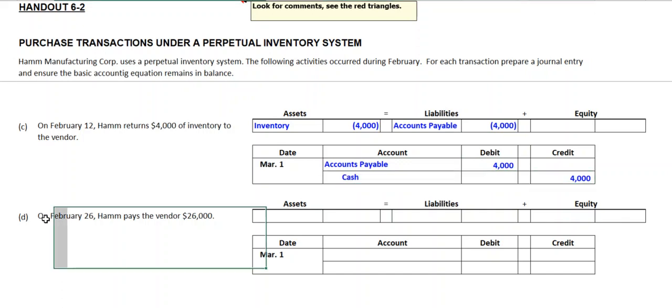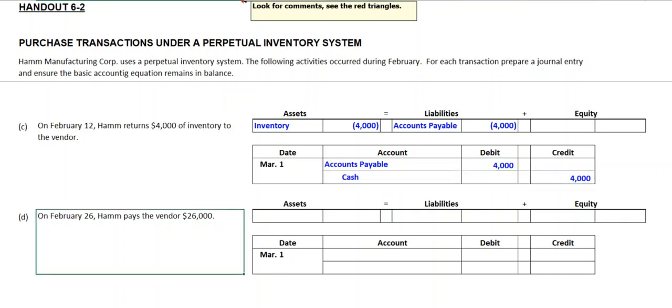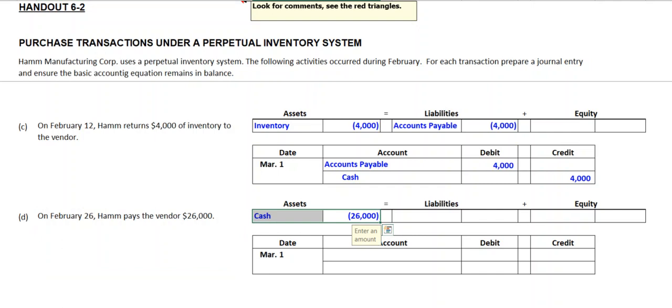Then, on February 26th, we're told that Ham pays the vendor the $26,000 remaining balance. So we will have a decrease in cash of $26,000 and a decrease in accounts payable for $26,000. Again, we decrease liabilities or accounts payable with a debit to accounts payable for $26,000, and we will decrease the asset cash with a credit to cash of $26,000.